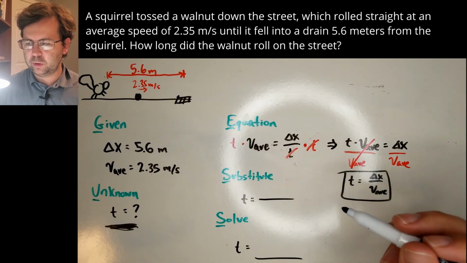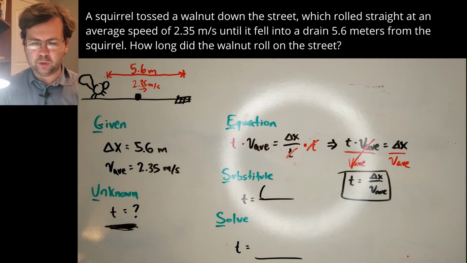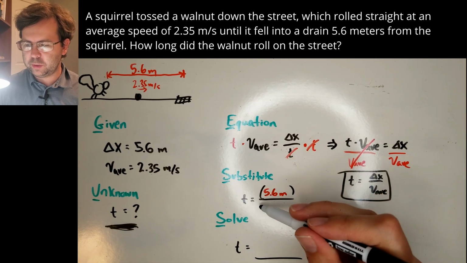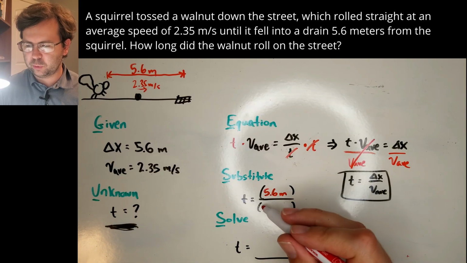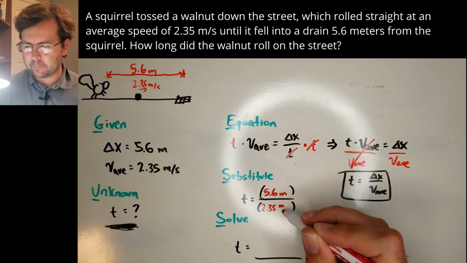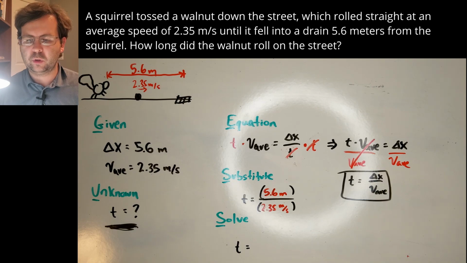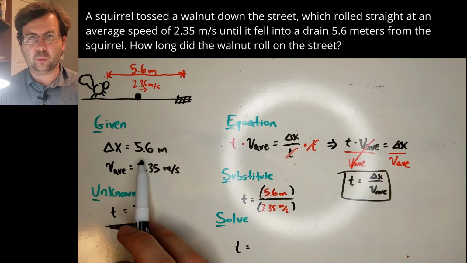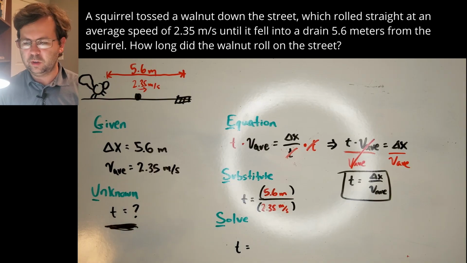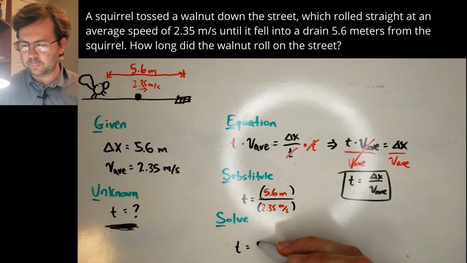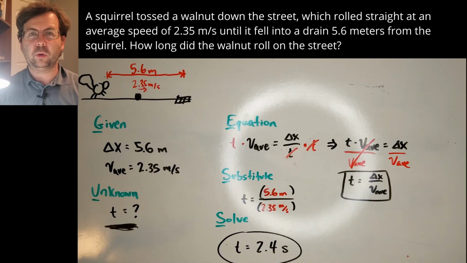So time is going to equal 5.6 meters divided by a speed of 2.35 meters per second. And so our final answer here, time equals, after doing the division, we're going to round our answer so that it only has 2 significant figures, because that's the lowest number we started with, and we're dealing with multiplication and division. And so divide that, and we're going to get 2.4 meters per second. Or sorry, 2.4 seconds. That's how long it takes for this walnut to roll into the drain.